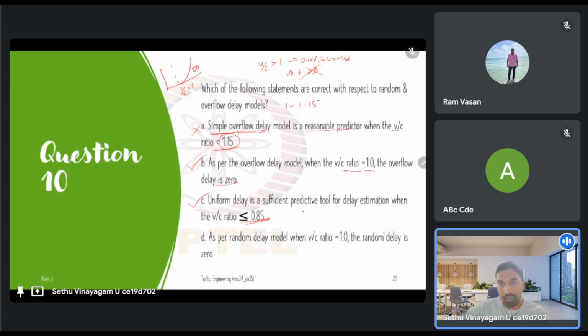And it's sufficiently lower than the capacity. Demand is sufficiently lower, so we cannot expect the random failures that much. So therefore, uniform delay is more or less sufficient.